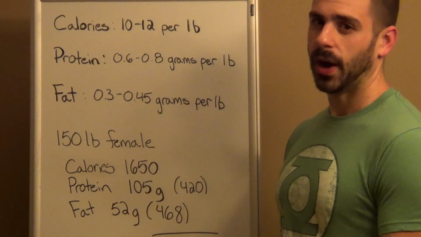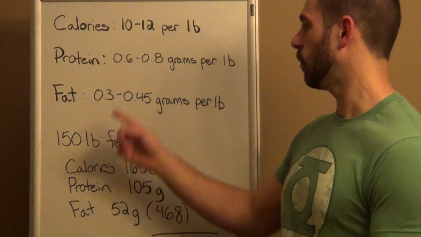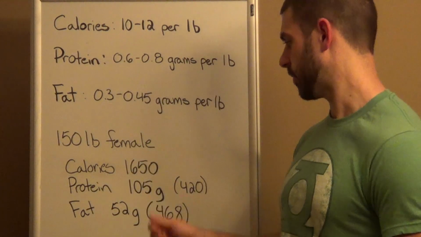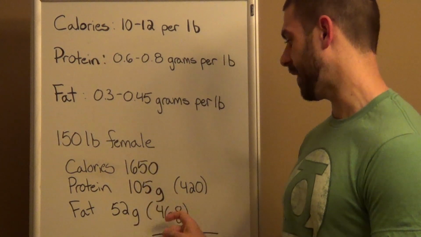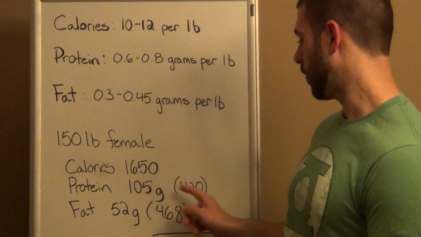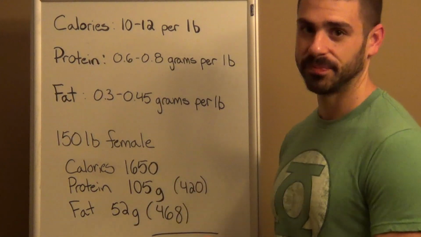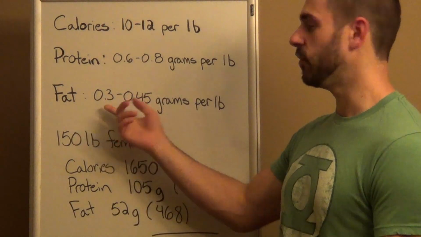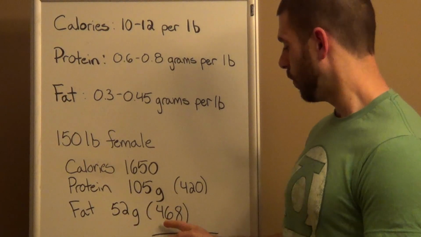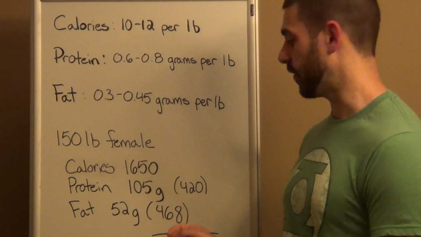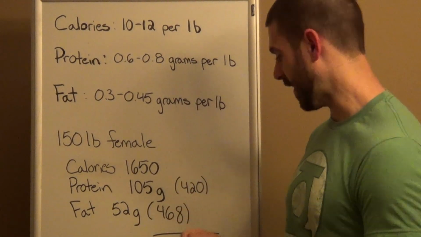What's her protein minimum? Well, she's not super lean, but she's not obese, so we'll go in the middle. We'll go 0.7 grams of protein. She's going to try and get at least 105 grams of protein a day. So her protein minimum will account for 420 of her total calories. Fat, we'll go 0.35. It's going to give her about 52 grams, which is 468 calories. So she's going to lose that much from her total calories, hitting her fat minimum.